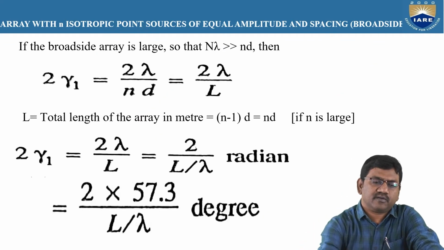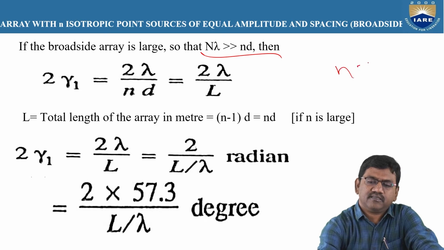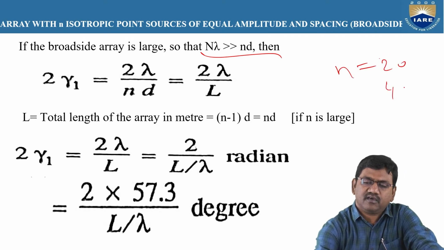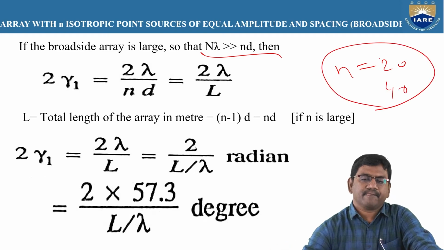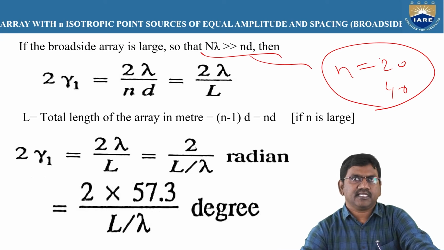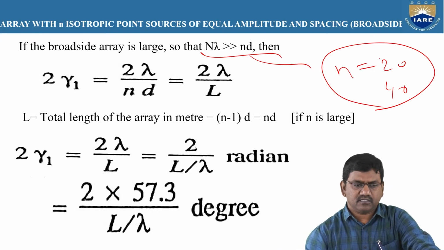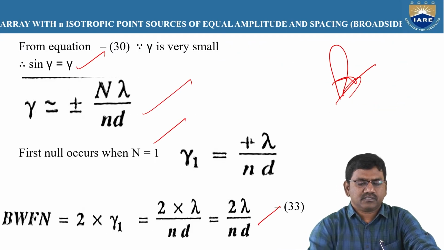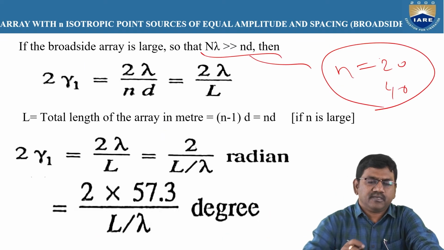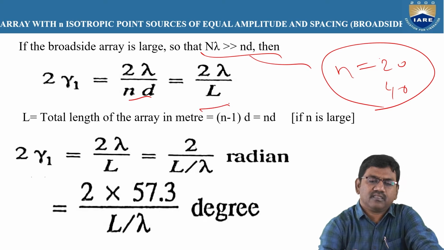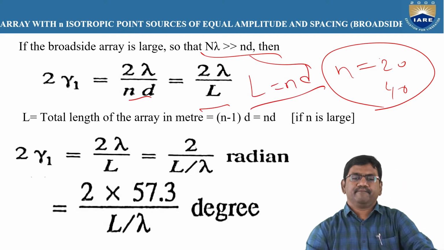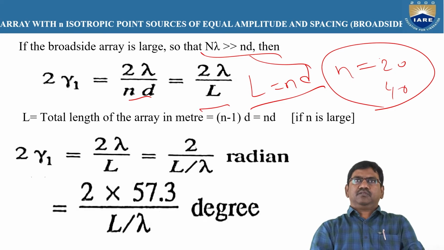So if we assume the broadside array is very large, that means the number of elements is greater than 20 or 40 in an array. Under this condition, 2 gamma 1 is equal to 2 lambda by n d. Or simply n d is equal to L. So n d is nothing but the length of the array, L, the total length of the array.